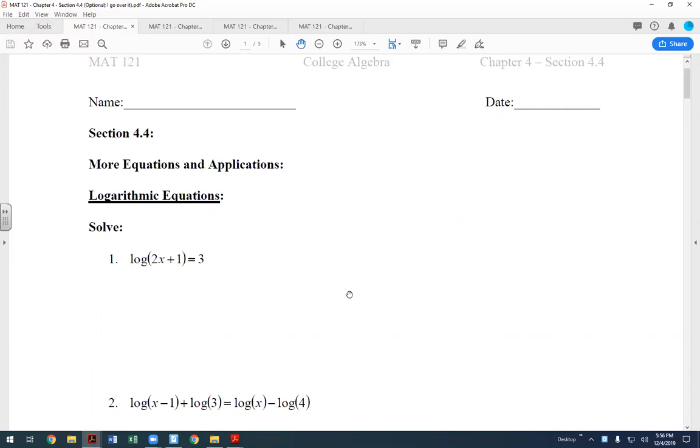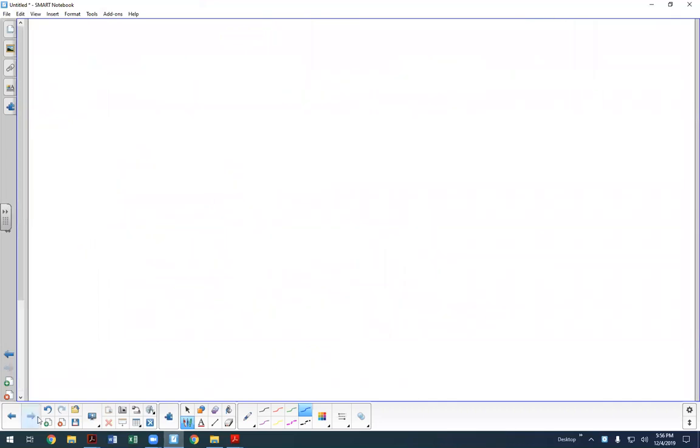It's giving you log of 2x plus 1 equals 3. How do you think we can go about it when they're saying solve? Of course, that means they're asking us to find x here. Can we solve it the way it's given to us, or do we need to do something?